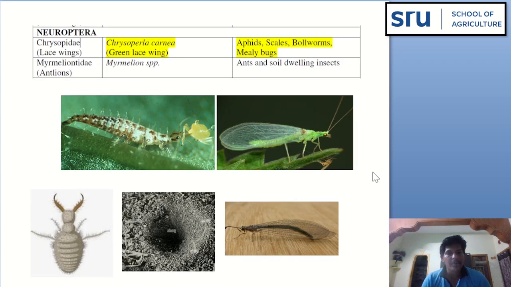Next, the predator from the Neuroptera order, that is lacewing, belonging to the family Chrysopidae. This is the lacewing, Chrysoperla carnea, or green lacewing. They feed on aphids, scales, bollworms and mealybugs. Myrmeleontidae, that is antlion. These belong to the family Myrmeleontidae. Myrmeleon species feed on ants and other soil-dwelling insects.